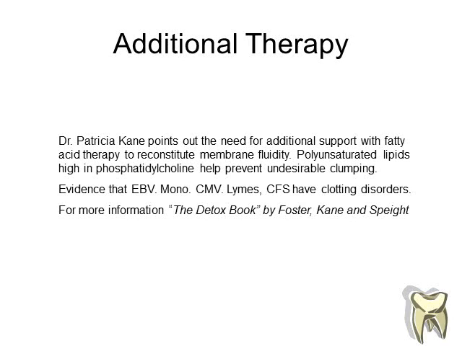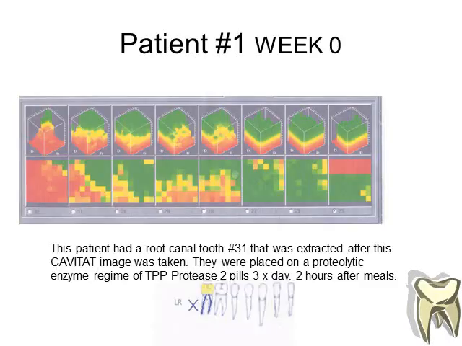Polyunsaturated lipids high in phosphatidylcholine help prevent undesirable clumping. There's evidence that Epstein-Barr, mono, cytomegalovirus, Lyme's, and chronic fatigue syndrome all have clotting disorders involved.